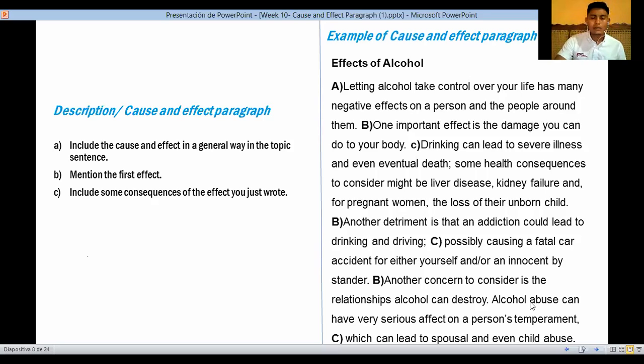Nice, right? Okay. That's the example of the cause and effect paragraph. Well, on the left side, we have to include sentences, include the cause and effects in a general way. Well, the letter A is here, effect of alcohol. Letter A, letting alcohol take control over your life has many negative effects on a person and people around them. It's the topic sentence because it's the beginning of the paragraph, right? It is a general idea about the topic. The topic is alcohol. It's saying that control over the lives, right? It is a topic sentence that includes a general idea in a general way.